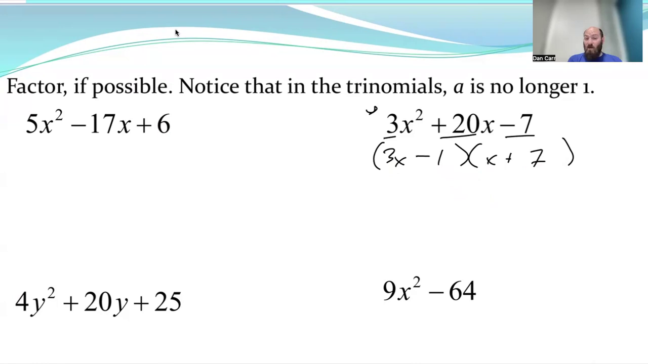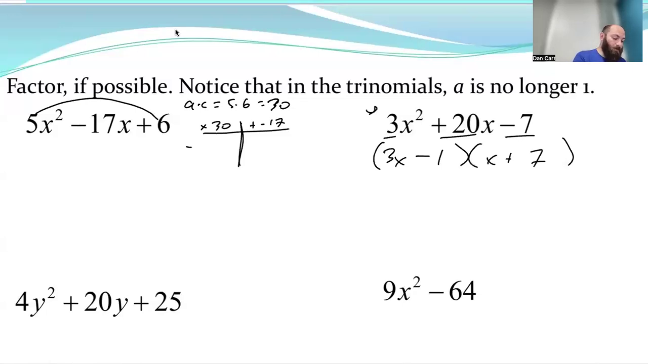When I do the AC method, for example, if I do 5 times 6, so A times C is going to be 5 times 6, that's 30. So I want to find what multiplies to 30 but adds to a negative 17. That is going to be negative 15 and negative 2. Negative 15 times negative 2, negative 15 plus negative 2. Now I can split up that middle term. So it's going to be 5x squared minus 15x minus 2x plus 6.